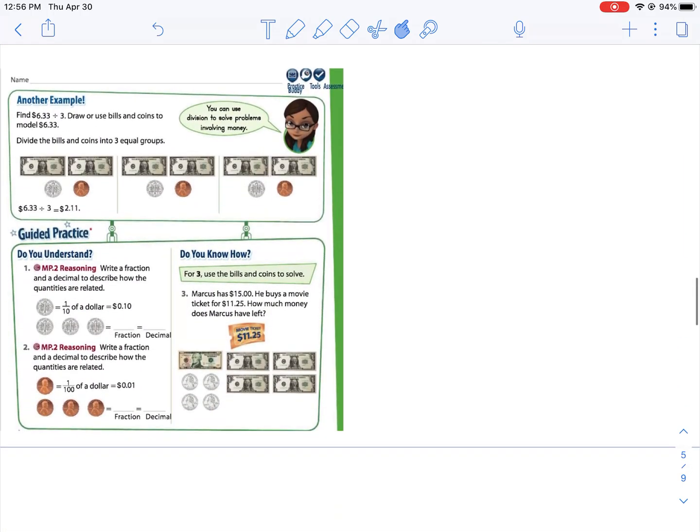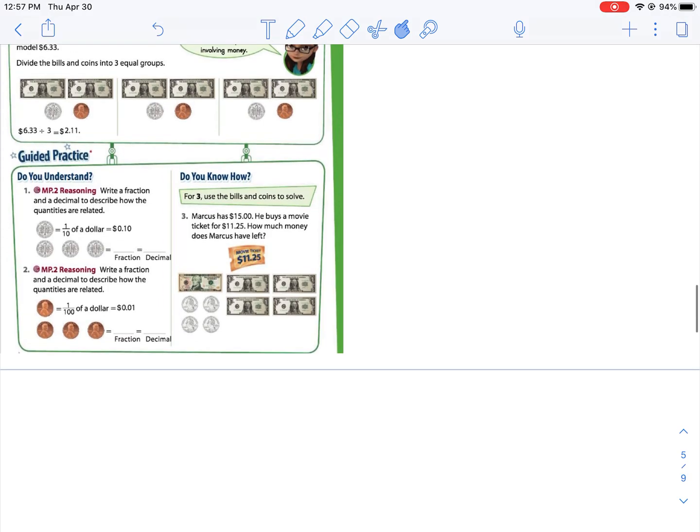Okay, and then here is showing you again that if you had $6.33 and you needed to divide it among your siblings or whoever, you could divide it this way by using manipulatives, okay? I can't give you manipulatives, but on the slideshow, there'll be manipulatives there for you to use. All right, and then it says, do you understand? Write a fraction of the decimals, describe how quantities are related.